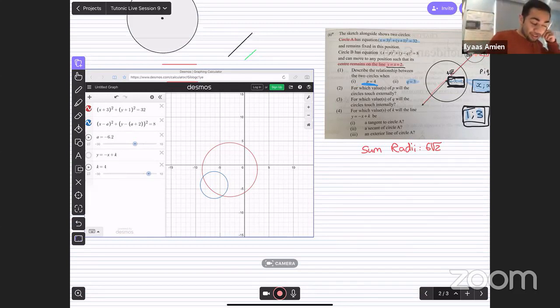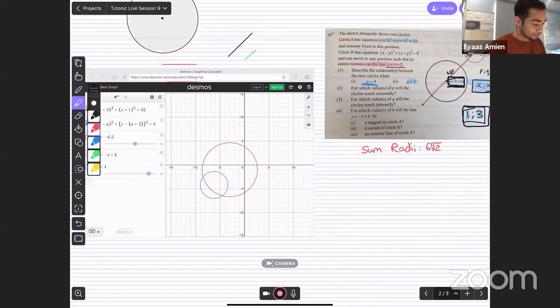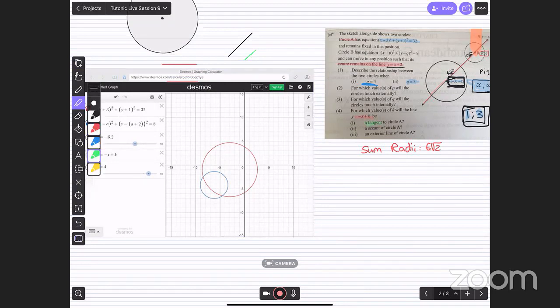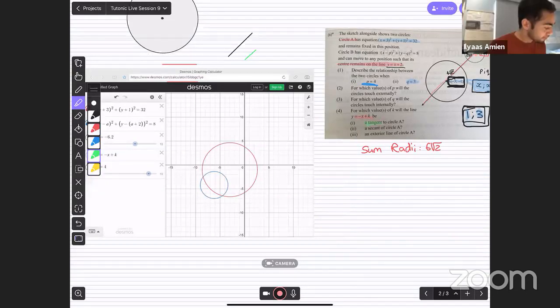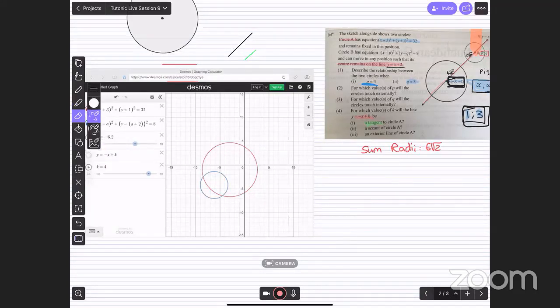Okay, so now, for which values of k will the line y equals minus x plus k be a tangent to the circle, a secant, or an exterior line? Okay, firstly, what is a tangent? What does that mean? Just remind me. A line that touches the circle at one point only. Yeah, and a secant? Touches the circle at two points. Yes.